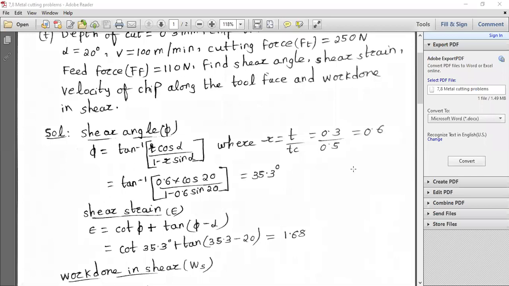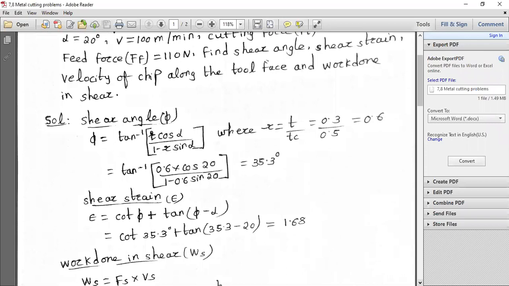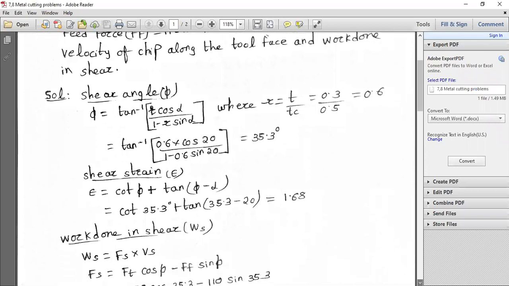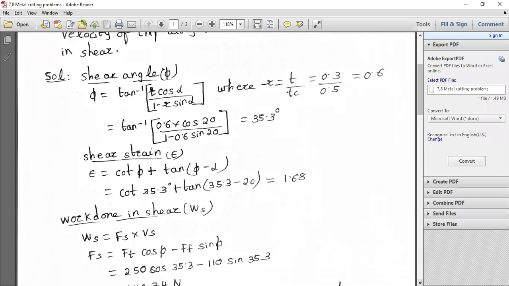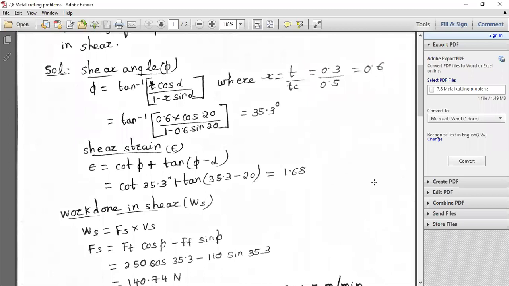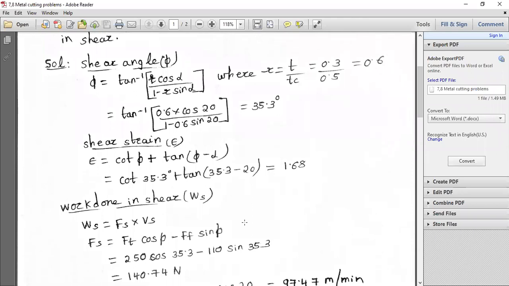The shear angle, yes, asked shear strain, and what is the velocity of chip? You have to see. So before that, we'll first calculate the work done in shear. Work done in shear is given by WS. So what is WS? WS is equal to Fs into Vs. What is Fs? Fs is the shear force. Vs is the shear velocity. But from the fundamentals, from the Merchant circle diagram, what is Fs?